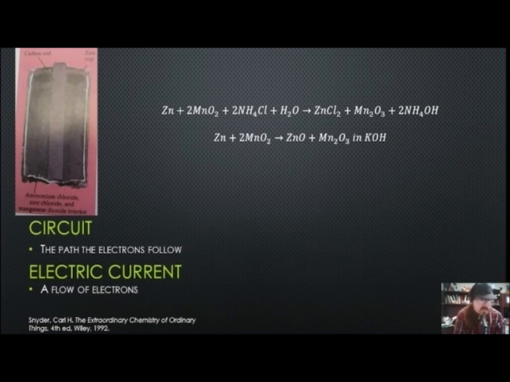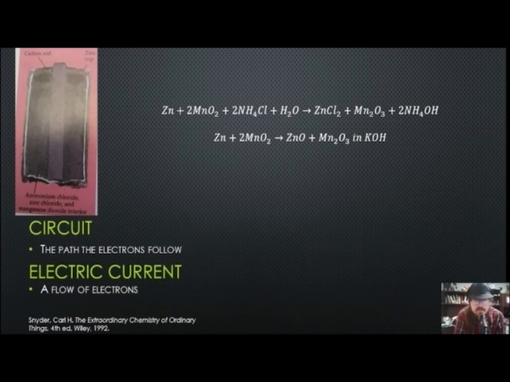Now this works reasonably well. However, the ammonium chloride will eventually dissolve its way out of the container and will react with the zinc. And so these actually have a very short shelf life. So the more common version is the alkaline battery. Same generalized reaction, except instead of ammonium chloride, we use potassium hydroxide, which is why they're called alkaline. Alkaline is one of the common words for base.